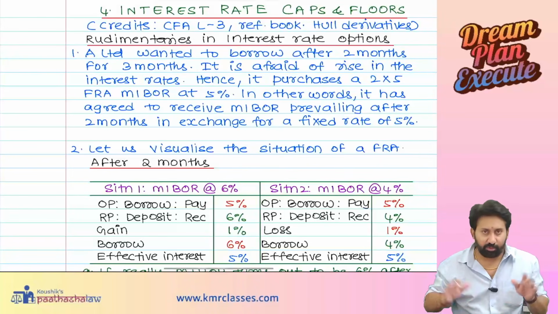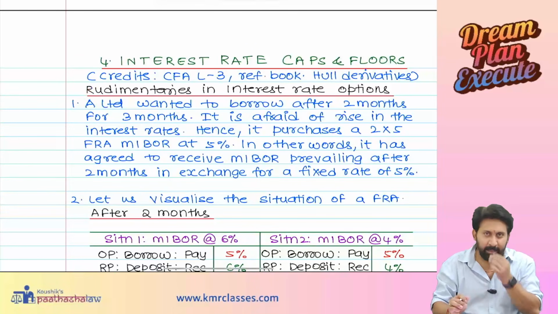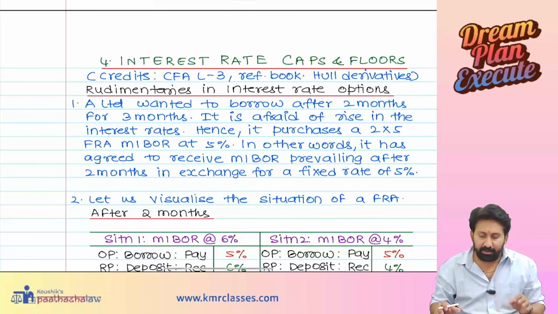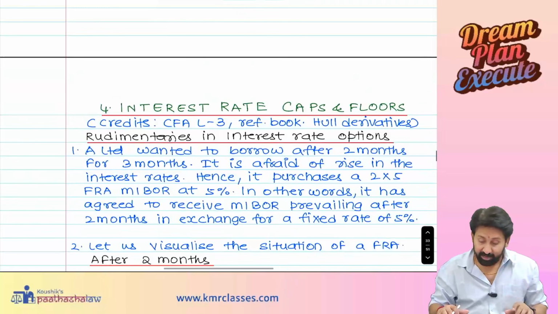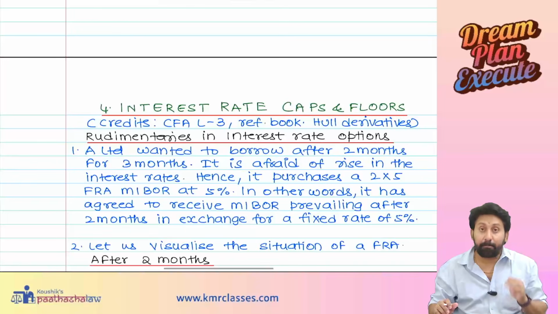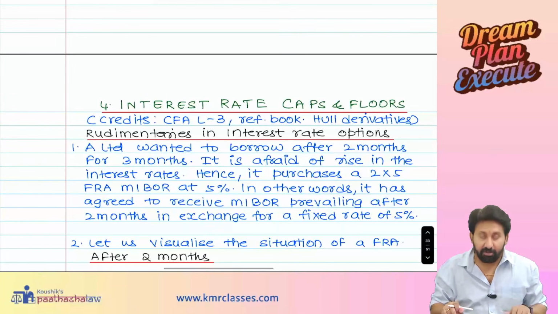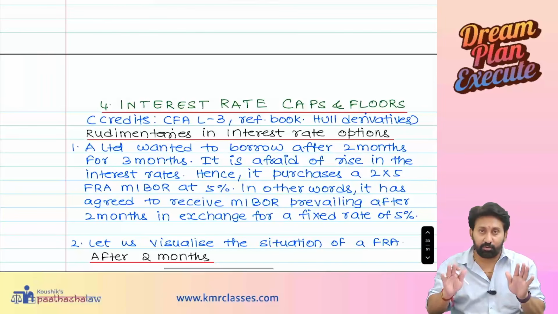See the question first. A Limited wanted to borrow. This question I copied directly from there. Names I am changing. A Limited wanted to borrow after 2 months for 3 months. It is afraid of a rise in interest rates. Hence, it purchases a 2 by 5 FRA on MIBOR at 5%. In other words, it has agreed to receive MIBOR prevailing after 2 months in exchange for a fixed rate of 5%. This is the question they gave.